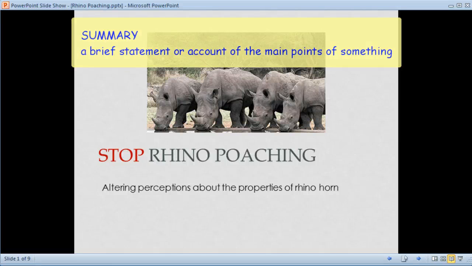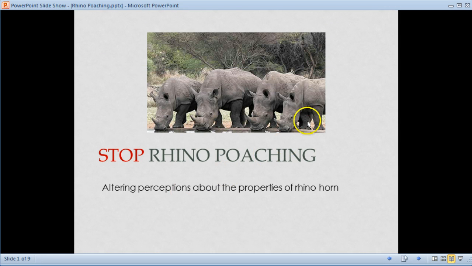For example, here it's clearly seen by the picture or image that this is about rhinos. Then a short phrase says what we're trying to do, stop rhino poaching. And a slightly longer sentence says how we intend to do it, or what we're thinking would be a good solution. In this case, we want to change the way people think about rhino horn.